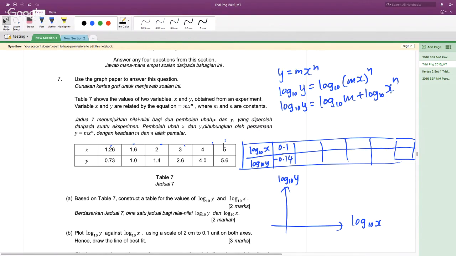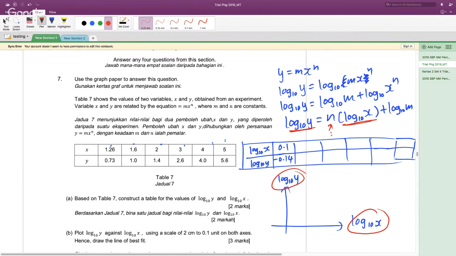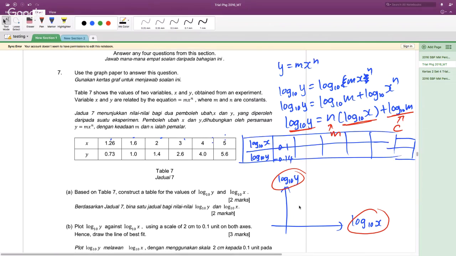Oops, there's no bracket here. We cannot simply add a bracket because the bracket is only for the power of x. So I will regroup it and move it to the front. So this is exactly the y equals mx plus c pattern. Over here, this is our y, which is log 10 y, and this is our x, which is log 10 x. So n is our gradient, and log m is our vertical intercept. So what you need to do is plot it, then find your gradient and your vertical intercept from here.